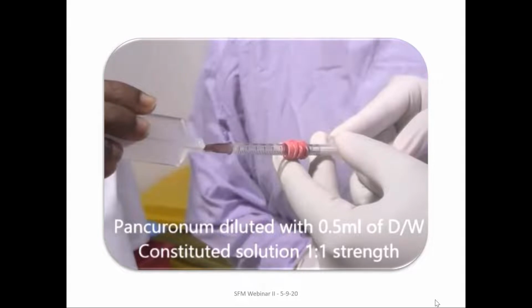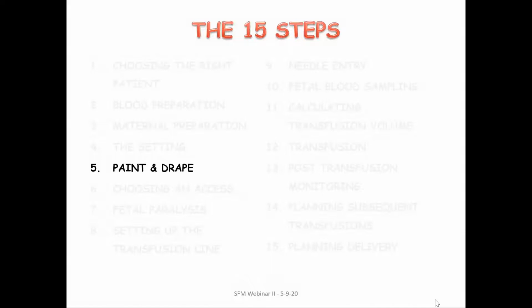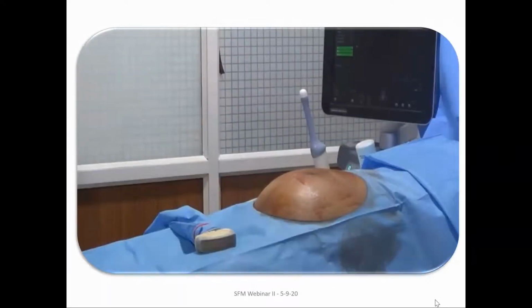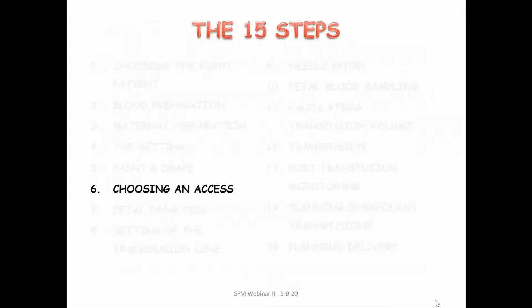You constitute the solution of 1:1 strength, as I said. Take 0.5 ml of pancuronium and 0.5 ml of distilled water, and this constitution will give you a 1:1 strength of pancuronium. Now, once you've kept all this ready, you paint and drape the patient, as you can see in this picture, and this is how this setting would look once you've done the painting and draping.